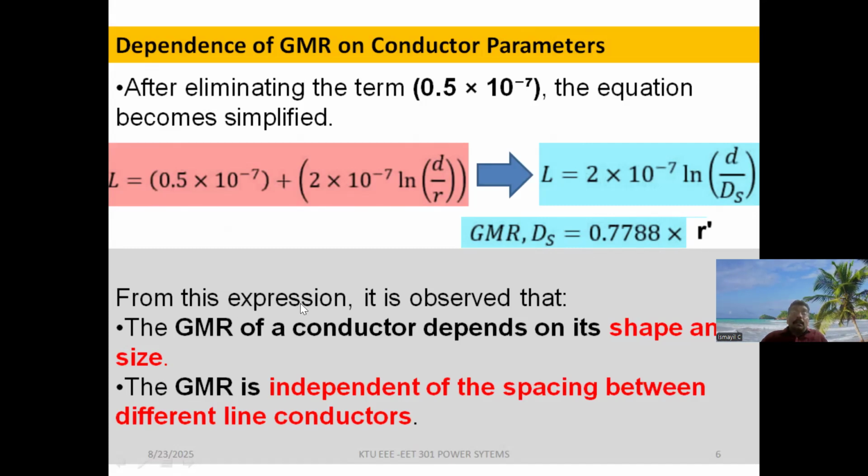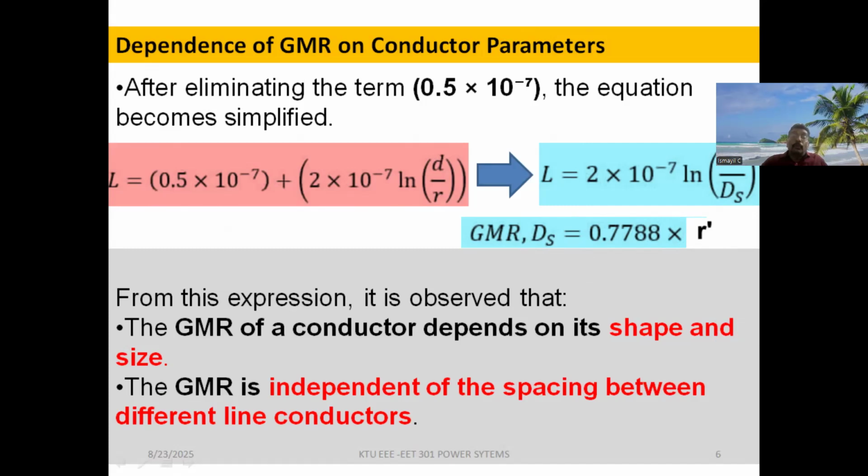So by checking this equation, we can say that GMR depends only on the radius of the conductor. That means it depends on the shape and size of the conductor used. It does not depend on the spacing between the transmission lines.